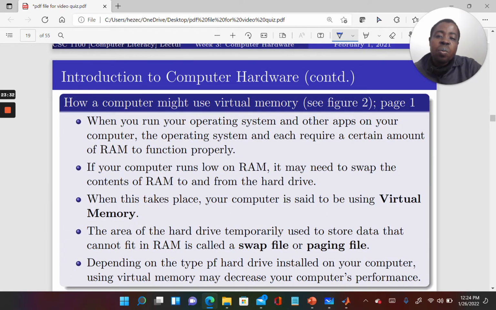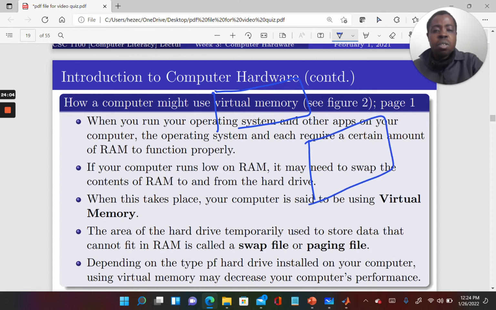So how a computer might use virtual memory. Now, virtual memory, you need to know about it. When you run your operating system and other apps on your computer, the OS and each app requires a certain amount of RAM to function properly. So remember RAM now? But if your computer runs low on RAM, it may need to swap the content of RAM to and fro.